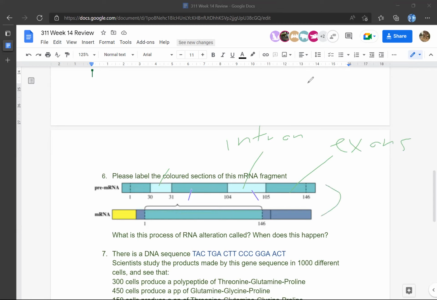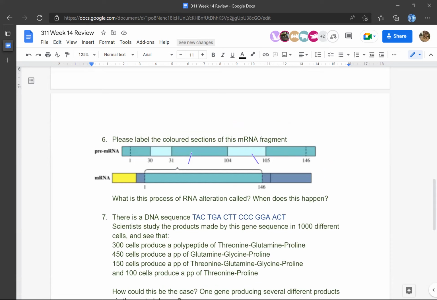And then what happens is that somehow this pre-mRNA sequence gets changed into this mature mRNA sequence. What is that process called? It is not transcription, because we have mRNA here, and what we're doing is altering it. No. I'll give you a hint: this process is completed by the spliceosomes.